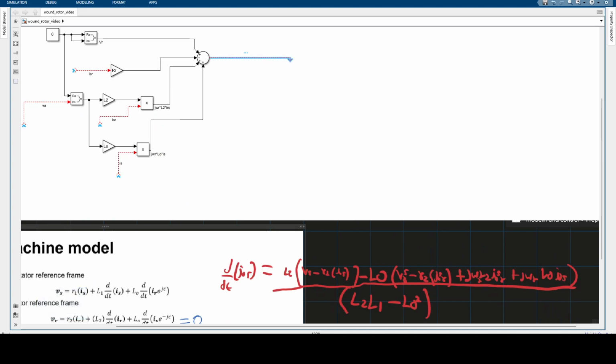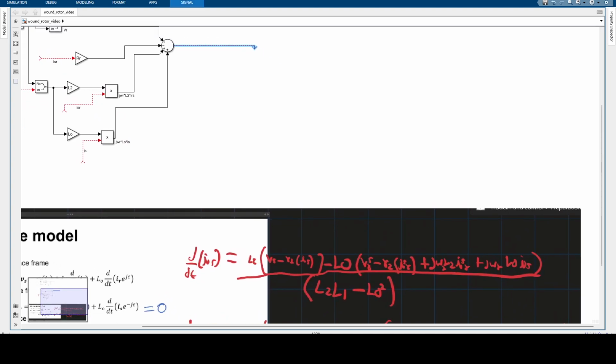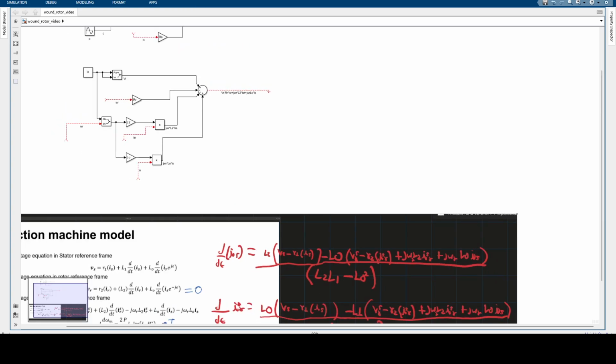Okay, so out of this we have our term PR minus RR times ISR plus J omega R times L2 times ISR plus J omega R L naught times IS. Okay.